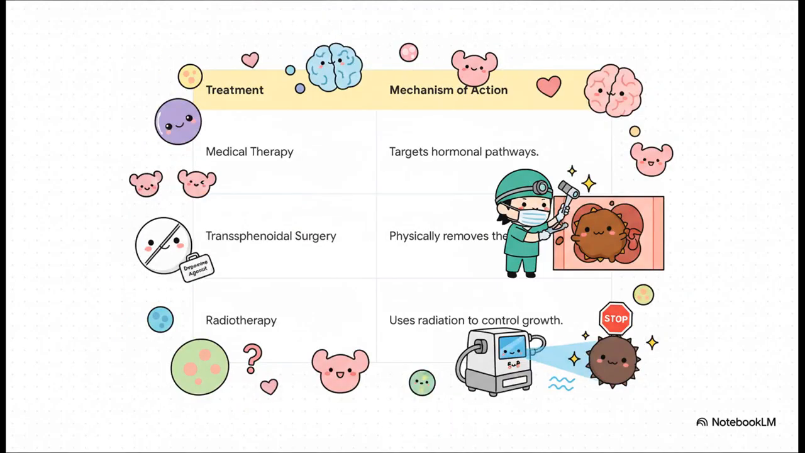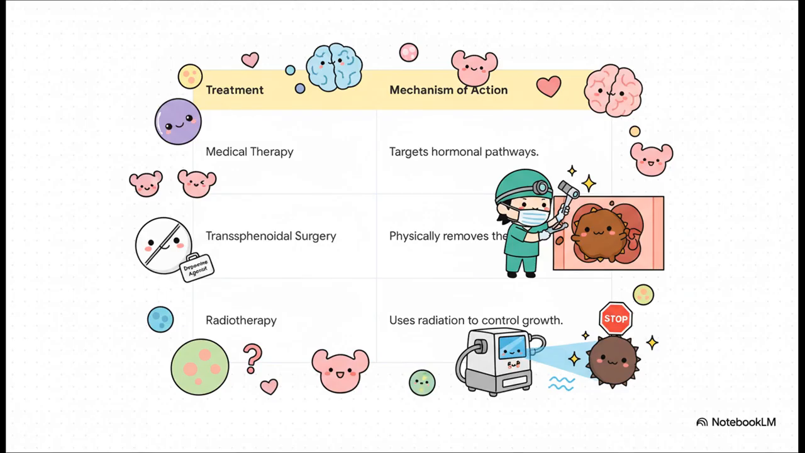Treatment really has to be tailored to the tumor type and what it's doing. For prolactinomas, for example, medical therapy with dopamine agonists is often the first choice because they actually shrink the tumor and shut down hormone production. But for most other symptomatic tumors, including Maria's Cushing's, the frontline treatment is transsphenoidal surgery, where a surgeon goes in and physically removes the tumor to relieve the pressure and normalize hormones.